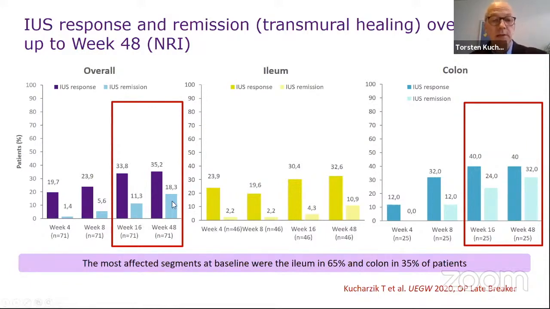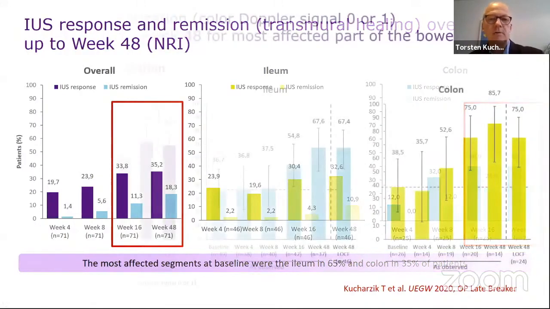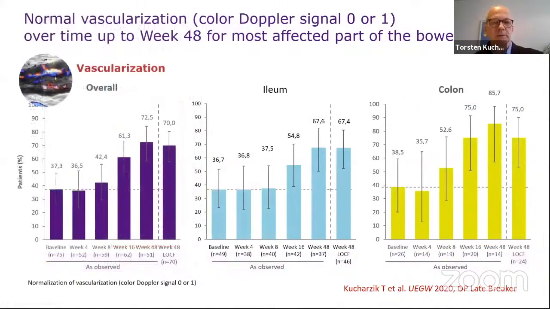And transmural healing, which was a very robust marker, complete healing of all parameters, could be observed in 18% of patients. And interestingly, if you compare a colon to the ileum, the response was much more markedly shown in the colon, with transmural healing in 32% of patients in the colon compared to the ileum, which was a bit less. So the response in the colon appeared to be better. This could also be demonstrated by looking at the vascularization.